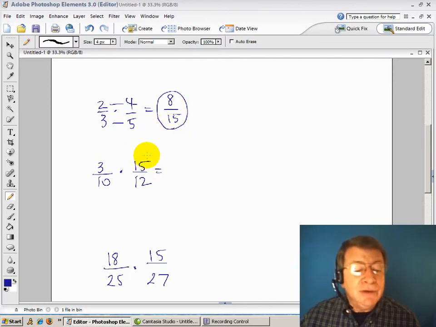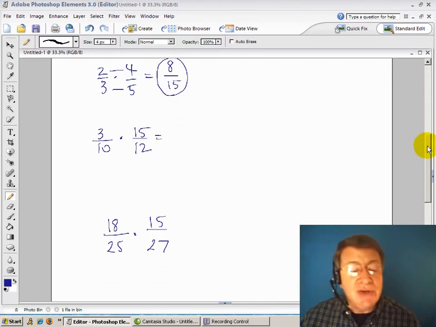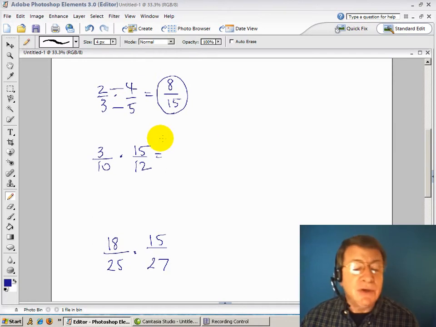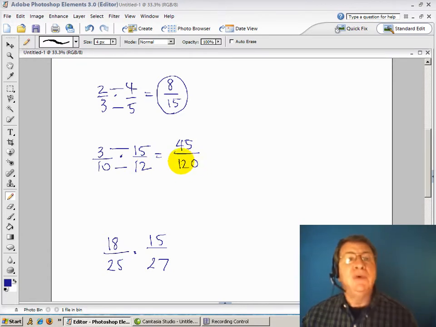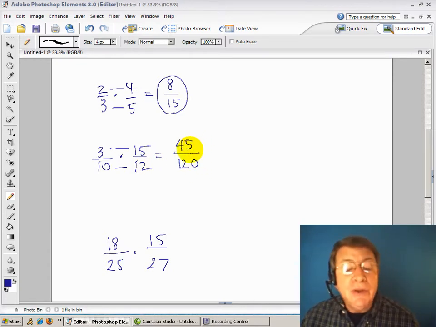If you were given 3/10 times 15/12, this is a situation that has actually two ways of working. 3 times 15 is 45. Again, top times the top and bottom times the bottom. 10 times 12 is 120. However, you notice very quickly that this is in bad need of reducing.